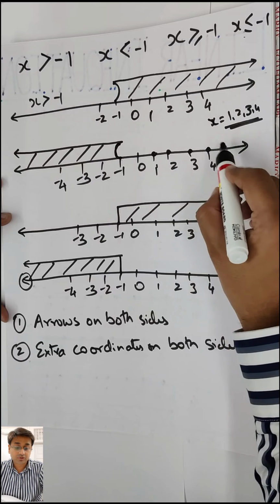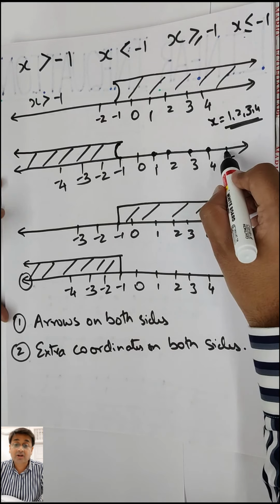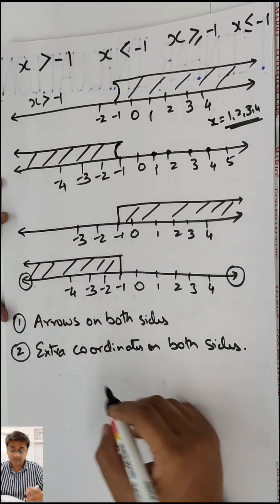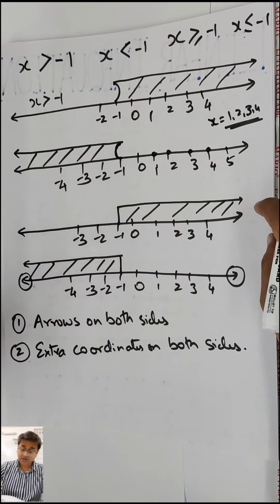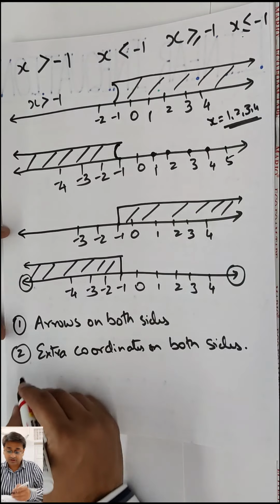It's only up to 4. So put an extra coordinate which is not inclusive to say that it is not till infinity. Alright, so that extra coordinate on both sides is very, very important. Don't forget that. So number 1, arrows on both sides. Number 2, extra coordinates on both sides.